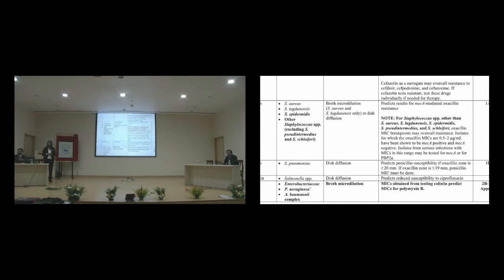If it is a surrogate agent, the one which is surrogate for the other is mostly unstable, just like in the case of oxacillin, methicillin, cefoxitin. Since cefoxitin is stable, it is used as a surrogate marker for MRSA, because methicillin is unstable. For detection of heteroresistance, cefoxitin is better than oxacillin. She will come to that.